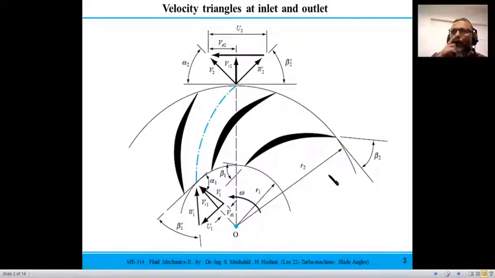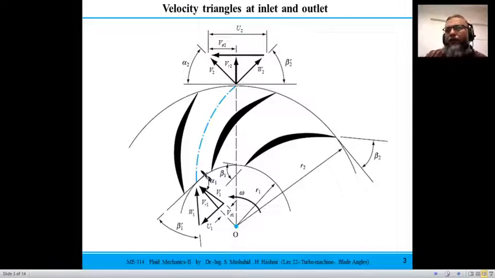So this is a typical velocity triangle for an impeller, and these black lines are actually the blade profiles. R1 is the radius at inlet, and R2 is the radius at outlet. And you see here at the outlet this is a tangent line. Similarly, at the inlet, you have a tangent line. So beta 1 is the blade angle, the angle which the blade makes with the tangent at the inlet. Similarly, the angle the blade makes with the tangent would be the blade angle at the exit.